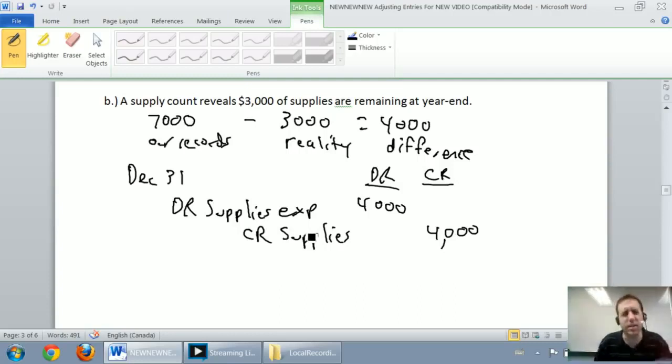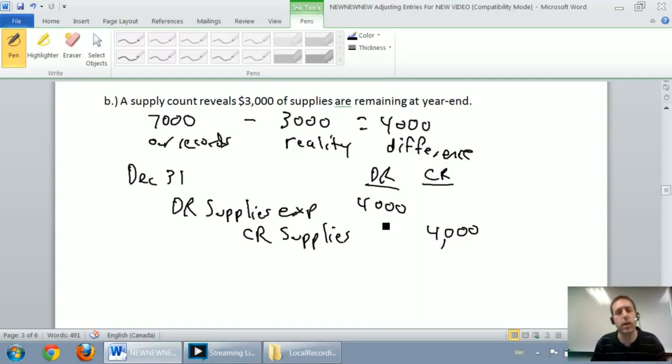A lot of people look at this and say, aren't we just debiting and crediting the same account? No, we're absolutely not. Supplies expense is for the amount of supplies we've used up or gone through, and the credit to supplies is the amount of physical supplies we actually have. So we're saying the amount of physical supplies we have got reduced by $4,000 because we used up $4,000 of supplies. Kind of a tricky entry, but again, it follows that prepaid format.